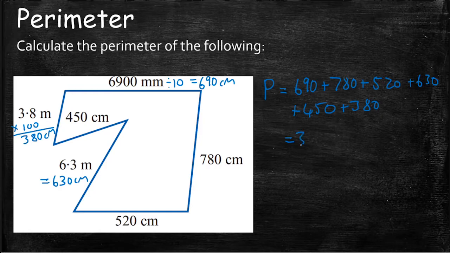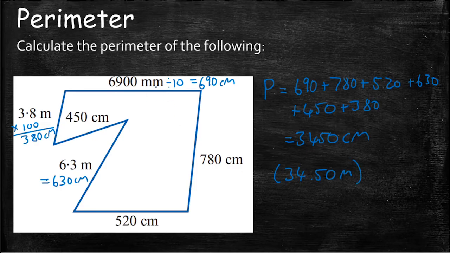3,450. So 3,450. And what units do we have to use? We're going to use millimeters, meters, centimeters. Well, we added up everything in centimeters, so the answer is centimeters. If you wanted to, you could convert that into meters. So to go from centimeters to meters, you divide it by 100, and that would give me 34.50 meters.